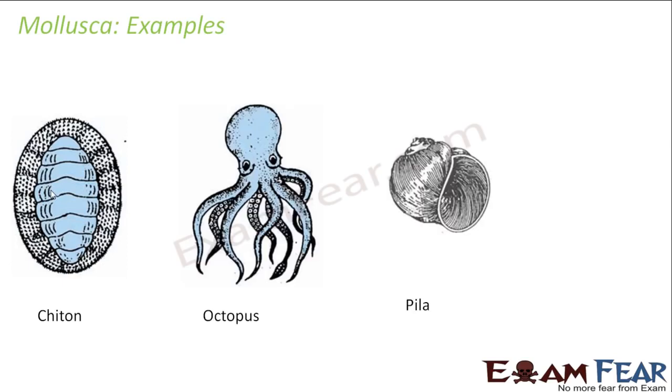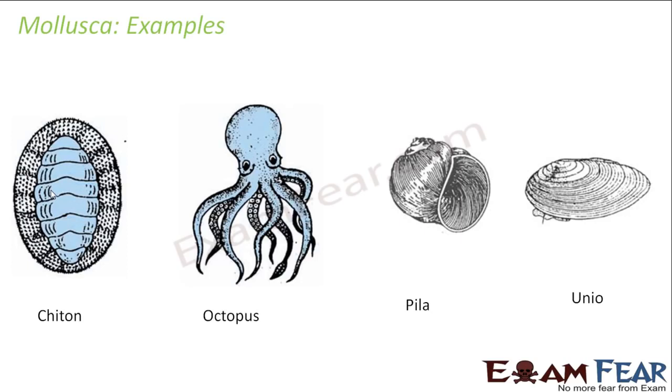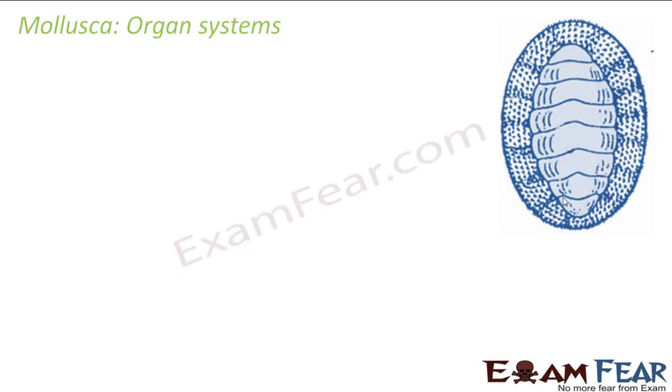Octopus, that is another example. Pila, Unio, these are all examples. So here also you can see the calcareous shell. Right? So even though their external structure looks so different, basically their characteristics are all the same. So let us talk about the organ systems of mollusks. What are the different organ systems and how do they behave and function?